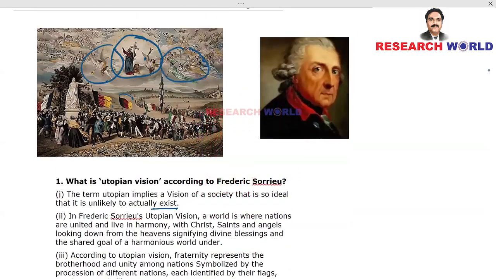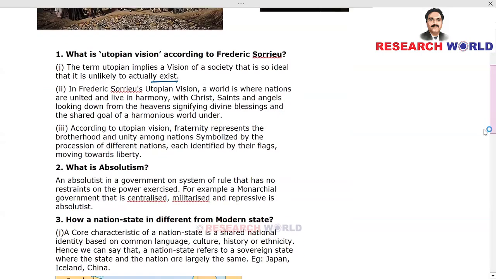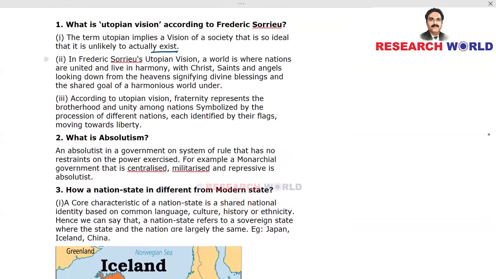They are looking down from heaven, signifying divine blessings and the shared goal of a harmonious world order. So we have got the divine blessings for this whole world, which is unified and is, of course, leading an ideal way of living. Then the third point is, according to utopian vision, fraternity represents brotherhood and unity.